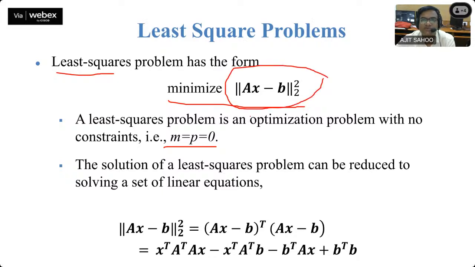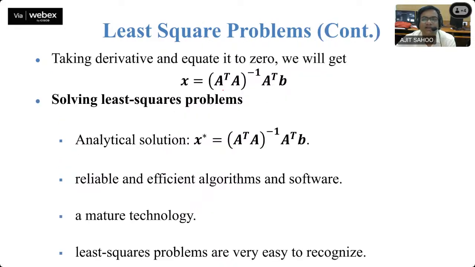Because it is a minimization problem, just take the derivative of that, equate it to 0, and get the solution. If you take the derivative, finally you get this as the solution. So if we are able to identify that the problem is a least square problem, just go for this closed form solution. If you can represent it this way, you will get a closed form solution like this.